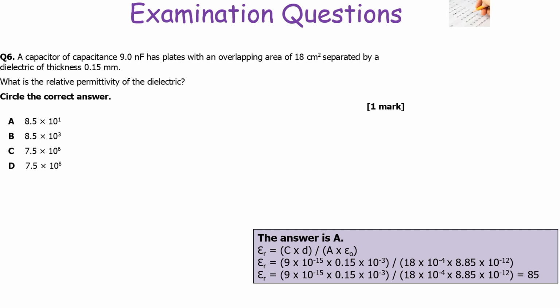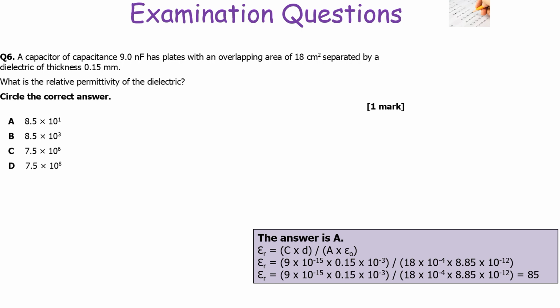We know what C is, the capacitance, it's 9 times 10 to the minus 15, because we're working in nanofarads, and we know what the distance between the two plates is, it's going to be 0.15 times 10 to the minus 3, because it says 0.15 millimeters, and we know what the area is, it's 18 times 10 to the minus 4, because we need to be working in meters squared, and to convert from centimeters squared to meters squared is times 10 to the minus 4, because centimeters to meters is times 10 to the minus 2, and there's 2 of them, so it's 10 to the minus 2 and 10 to the minus 2, which is 10 to the minus 4.